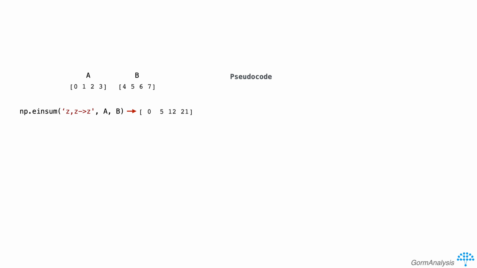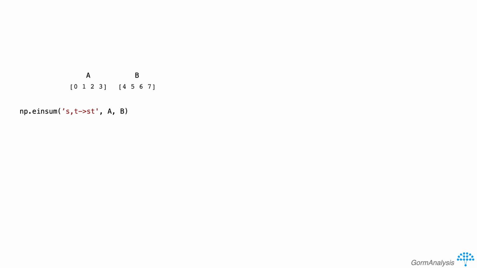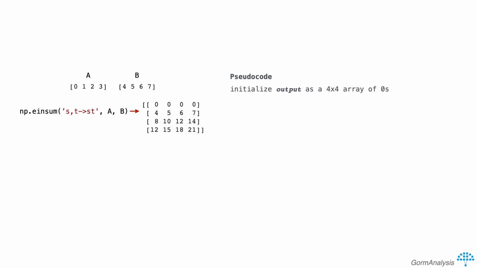What if we do einsum 'z,z->z'? In this case, the pseudocode would be initialize output as an array of zeros the same size as A and B. For each z, output[z] += A[z] times B[z]. So this example is equivalent to doing the element-wise product A times B. How about this one? 's,t->st'. In this case, we get back a 4x4 array, and you could write the pseudocode for the process as initialize output as a 4x4 array of zeros. For each s, for each t, output[s,t] += A[s] times B[t].